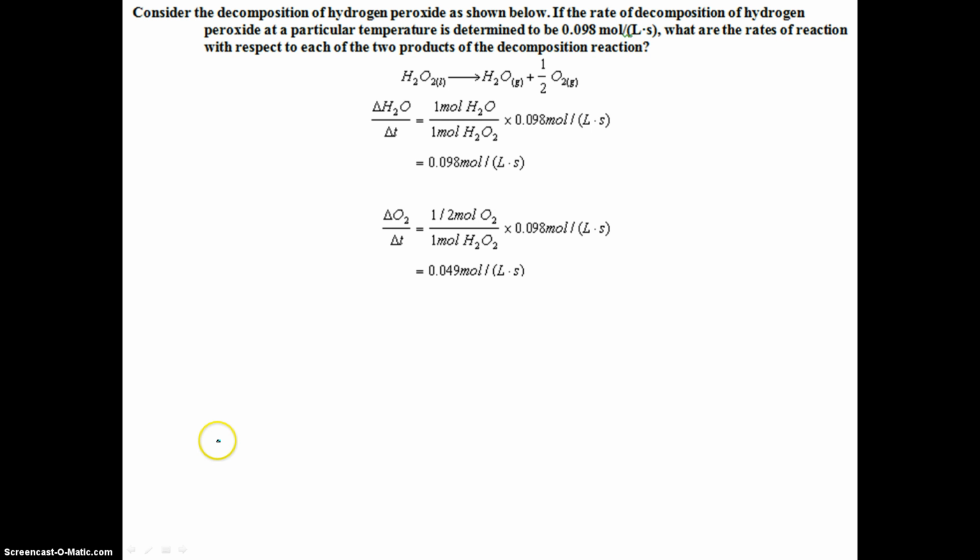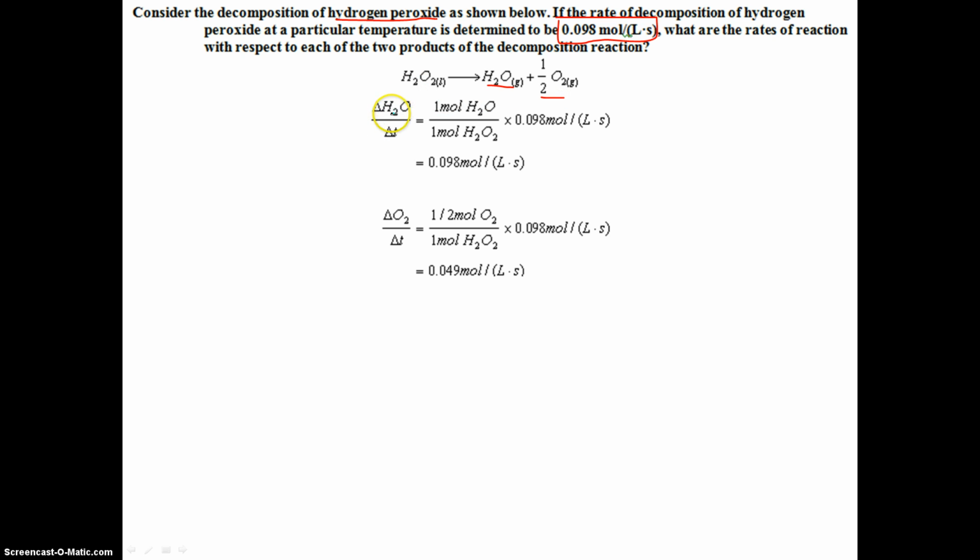Okay, third question. Consider decomposition of hydrogen peroxide as shown below. If the rate of decomposition of hydrogen peroxide at a particular temperature is determined to be 0.098 moles per liter second, what are the rates of reaction with respect to each of the following products? So breakdown of H2O2 will give you water and half a mole of O2. So here we're just looking for molar relationship.